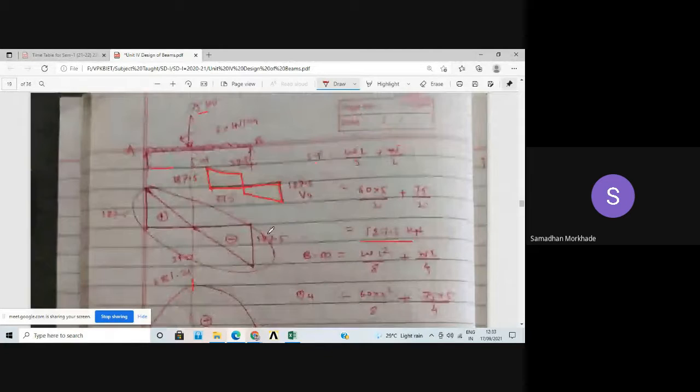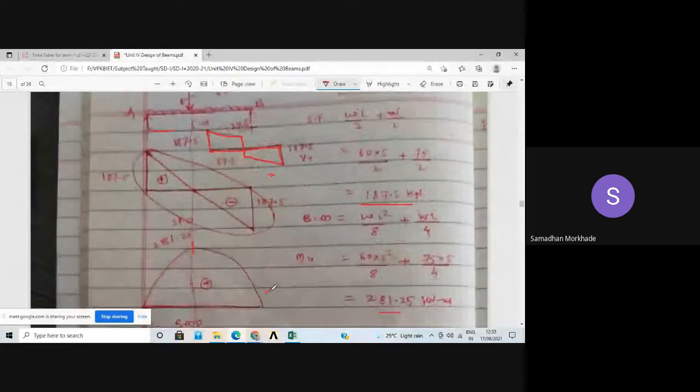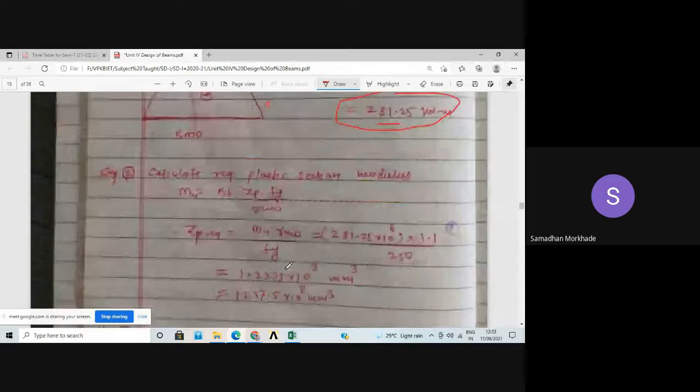Okay. See, if you are able to draw this, draw it, otherwise it is not expected. But these values are expected: shear force and bending moments. So this is about step number 1, calculation of factored shear force and factored bending moments. Now in step number 2, we are going to calculate the required section modulus, required plastic section modulus.